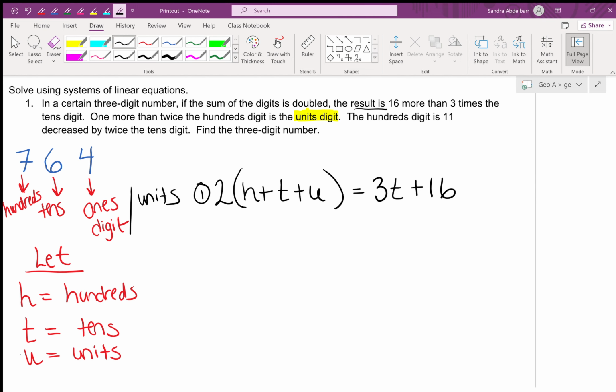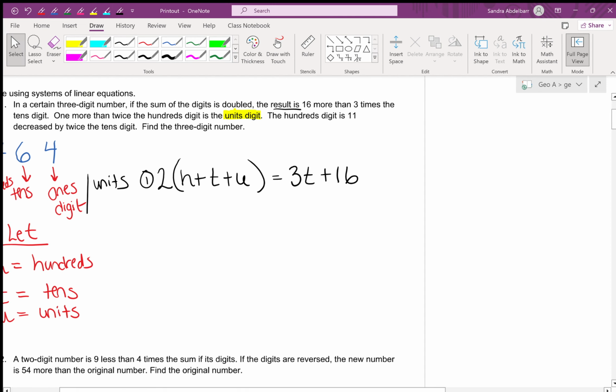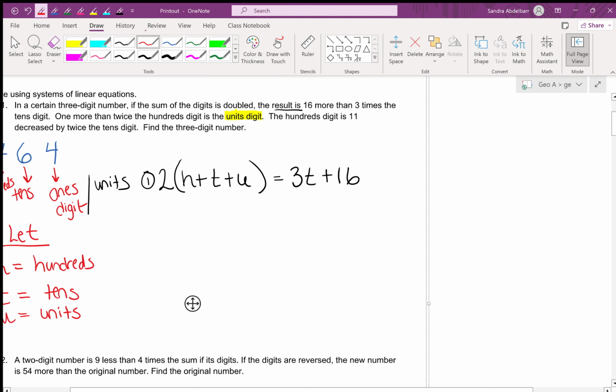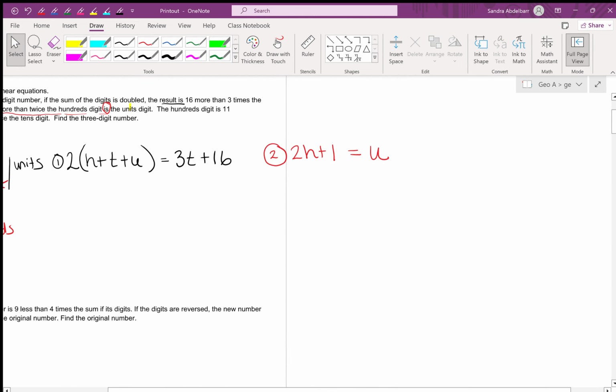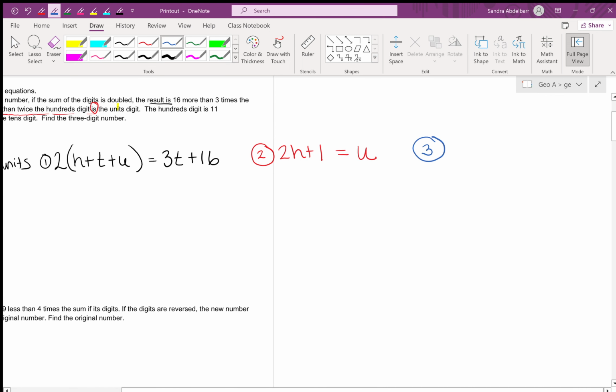How many equations do we need? 3. Okay, next one. Keep reading our word problem. 1 more than twice the hundreds digit is the units digit. All right, 1 more than twice the hundreds digit. Can somebody start that part off for me? 1 more than twice the hundreds digit. Arish. 2h plus 1. You got it, 2h plus 1. 1 more than twice the hundreds digit is, means equals, the units digit, which is U. That's my second equation. What are we doing now? Our third equation. Keep reading.